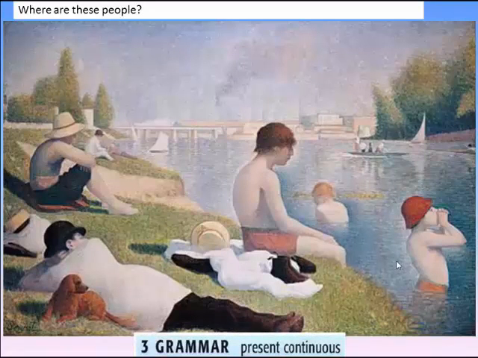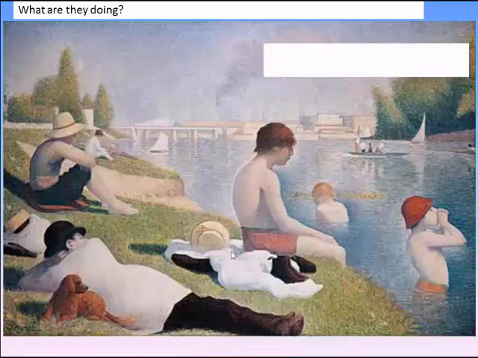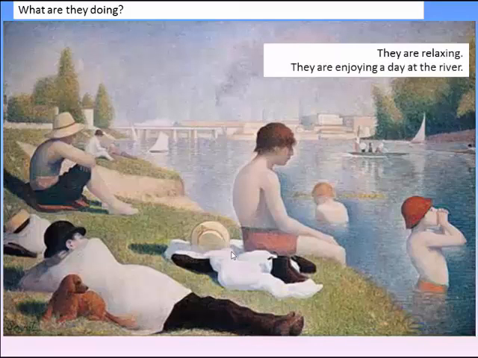Now we are ready for our grammar point. Present continuous. Here we have a painting by Seurat. Where are these people? Well, there are many possible answers, but one is that they are near a river. What are they doing? Again, there are various possible answers, but one possible answer is they are relaxing or they are enjoying a day at the river.